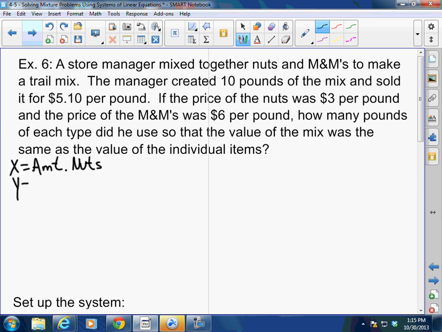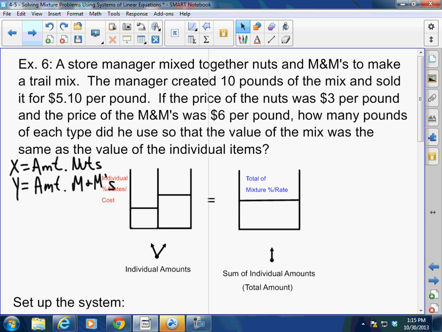And my Y is going to be the amount of M&Ms you used. Does that make sense? I'm going to make my beakers. I know that I have an X, which is my nuts, Y, which is my M&Ms. How much is the cost of the nuts? $3. How much is the cost of the M&Ms? $6. Okay. How many total pounds did I create of the individual nuts and M&Ms?